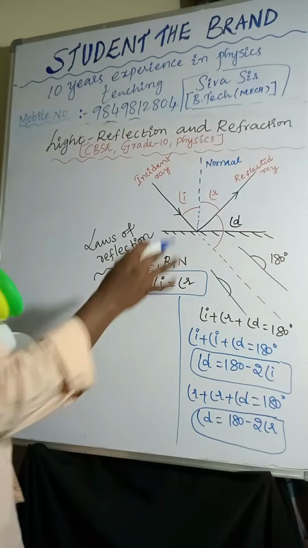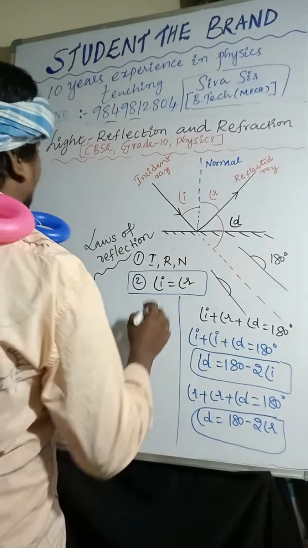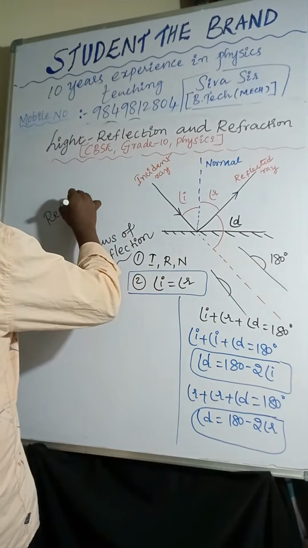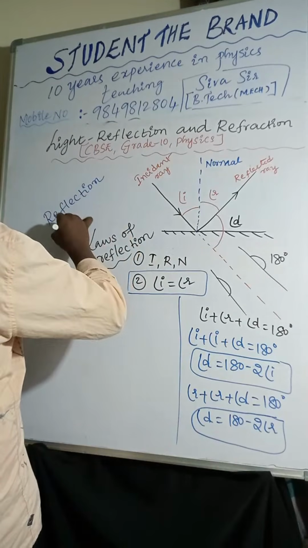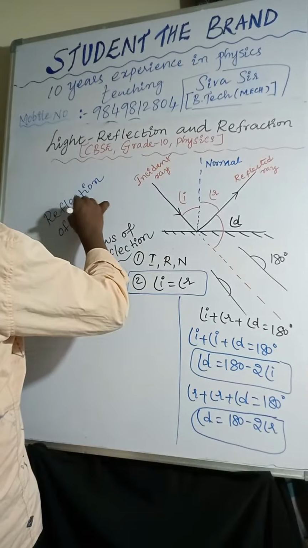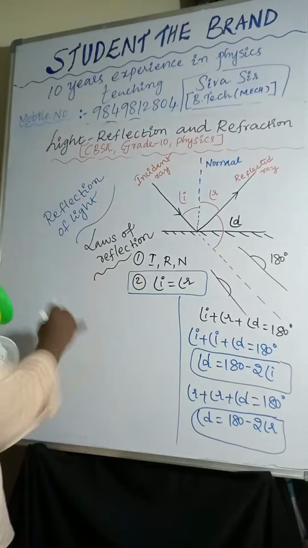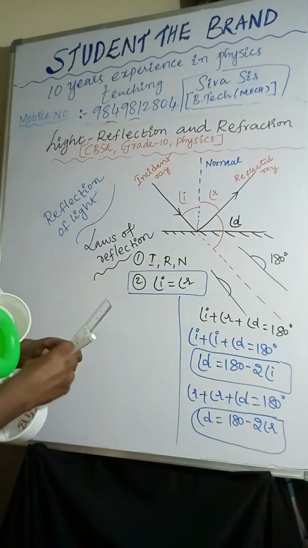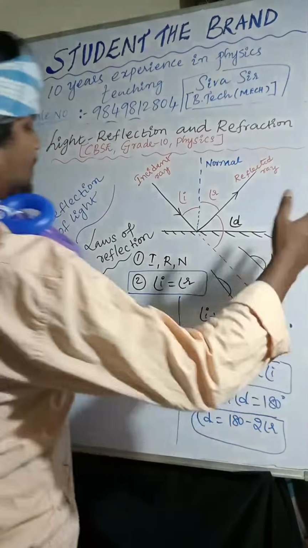This is about reflection of light. The bouncing back of the light from the reflecting surface is called reflection of light.